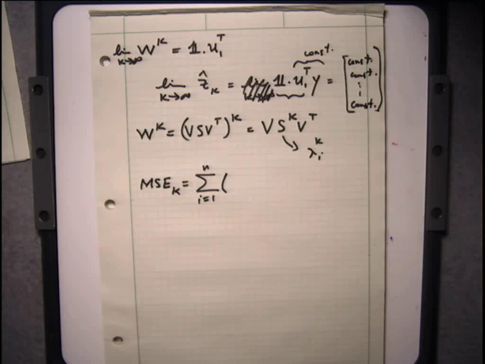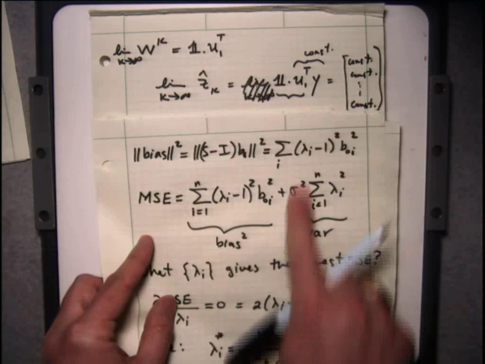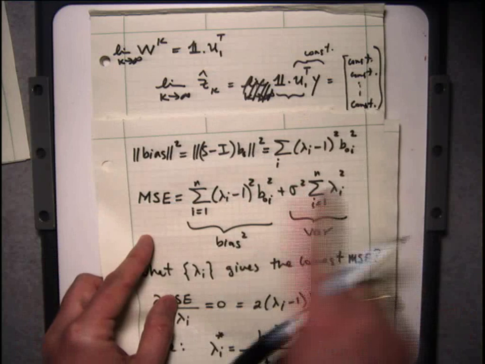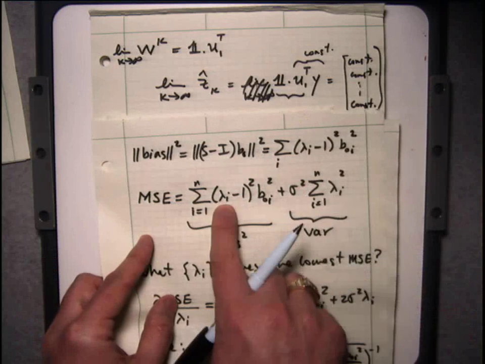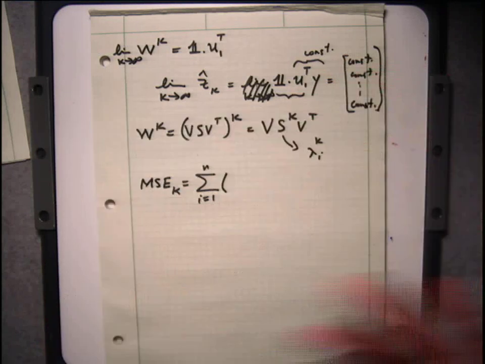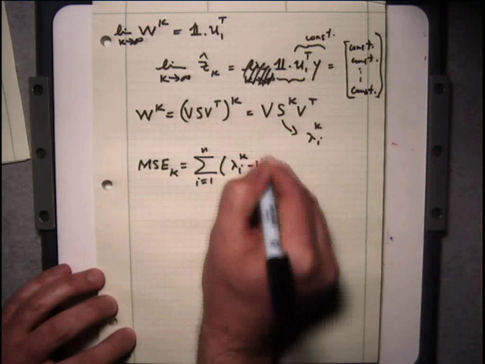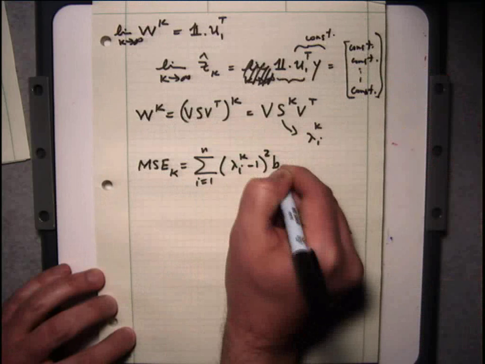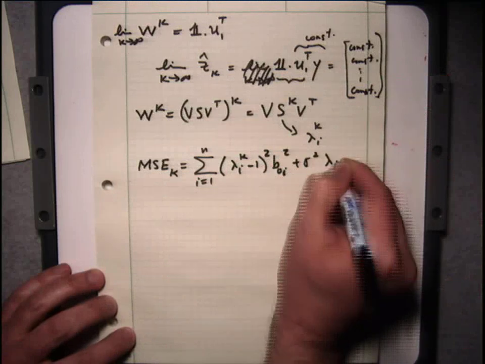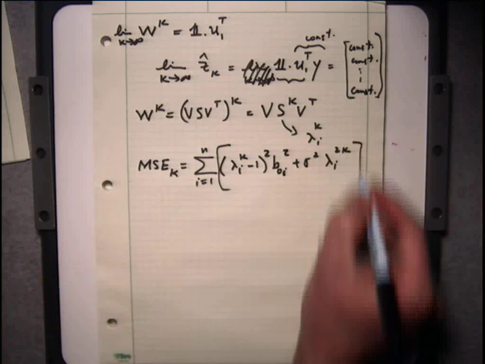Okay, so here, what did we have before? We had lambda i minus 1 squared, and then sigma squared lambda i squared, right? So all I have to do is I'm going to replace lambda i with lambda i to the k. Make sense? That's it. Okay, so this becomes lambda i to the k minus 1 squared times beta i squared plus sigma squared lambda i to the 2k. Okay, so the sum actually applies to the whole thing.